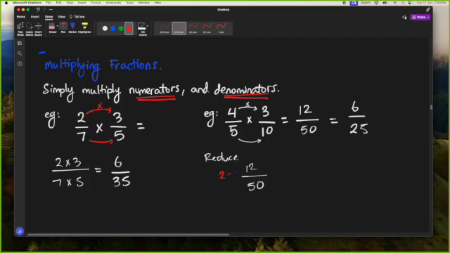So 2 into 12 is 6, and 2 into 50 is 25, right? So this is an equivalent fraction. These are equivalent fractions, because if you take this and multiply it by 2, you'll get this.